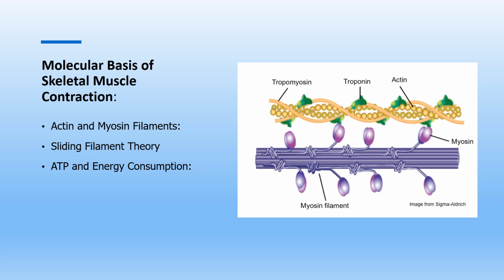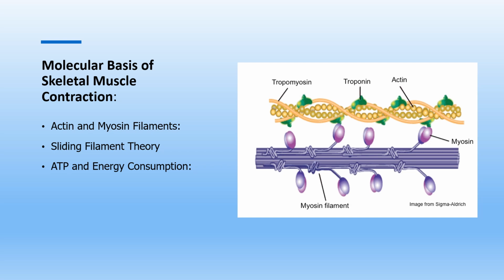Next, the molecular basis of skeletal muscle contraction. We have here actin and myosin filaments, sliding filament theory, ATP, and energy consumption. Actin and myosin are the two main proteins involved in muscle contraction. Actin filaments are thin filaments, and myosin filaments are thick filaments. They are organized in repeating units called sarcomeres, which are the functional units of a muscle fiber.